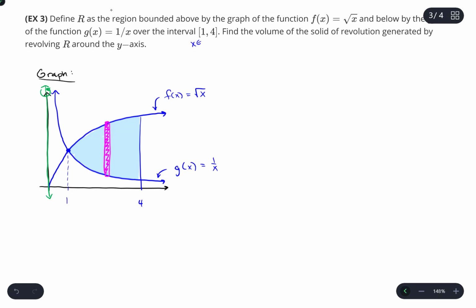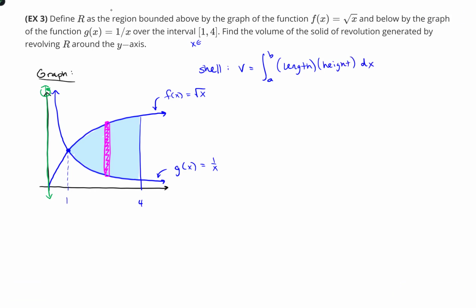And that's going to be rotated around the y-axis, so it's parallel to the axis of rotation, which means we would be using the shell method. So the volume here is the integral from a to b of the length of a general shell that's formed by rotating times the height of that general shell, and it's going to be done dx because we have a vertical rectangle.